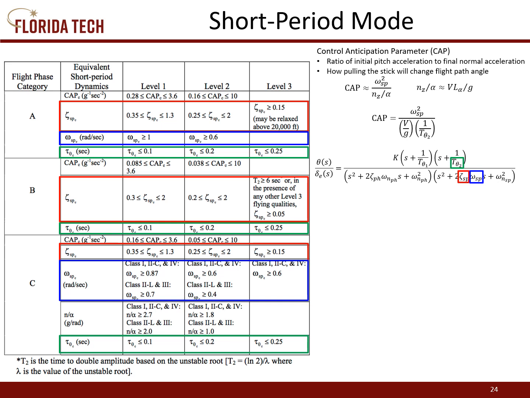And so CAP has a couple definitions there in terms of the frequencies, the normal load factor, and angle of attack. But we can also substitute velocity, L alpha, and other things to get this basic definition here, which involves the frequency, speed, G, and our time constant T theta 2. So once you calculate this CAP value, there are also specifications for ranges of acceptable CAP for the various flight phase categories and level 1 and level 2.